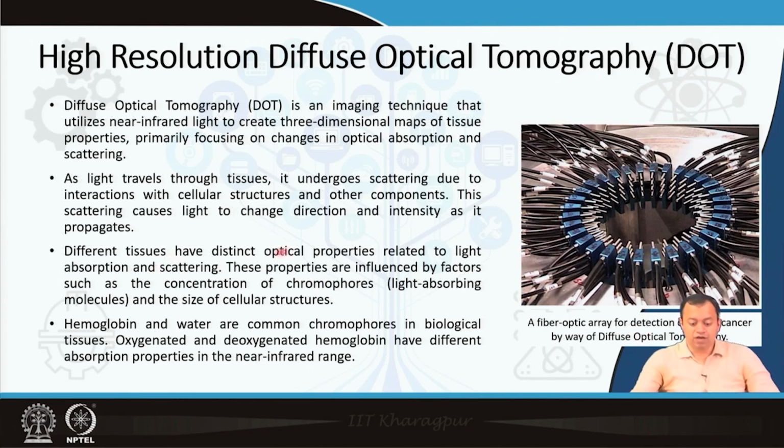So, different tissues have distinct optical properties related to light absorption and scattering. These properties are influenced by factors such as concentration of chromophores, if you have tagged it, or the size of cellular structure. Hemoglobin and water are common chromophores in biological tissues. These are endogenous or exogenous? Endogenous. Oxygenated and deoxygenated hemoglobin have different absorption properties in near infrared, and you slice it through.